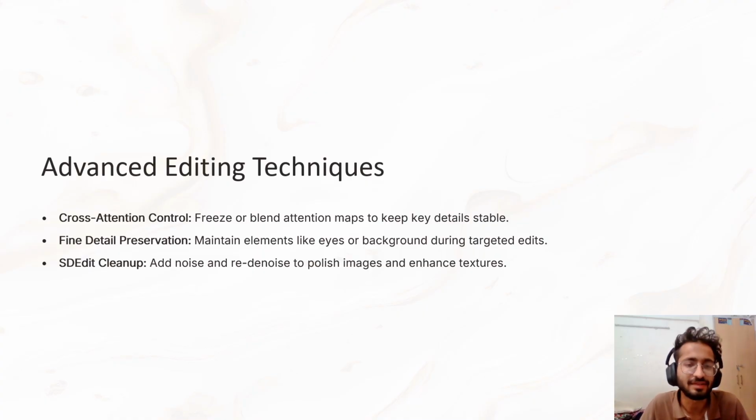Next is SDEdit cleanup. After decoding, a short post-processing step improves visual quality. Inject a small amount of noise: x1 bar equals root of alpha 1 bar x0 plus root of 1 minus alpha 1 bar epsilon, where epsilon is Gaussian noise. Run denoising steps again. This technique is borrowed from SDEdit. Visual artifacts, over-smoothing, and texture inconsistency are things it helps to reduce.